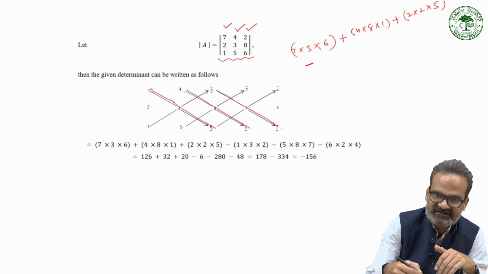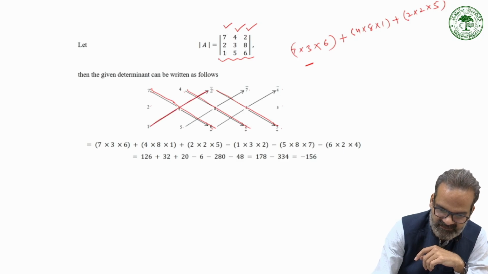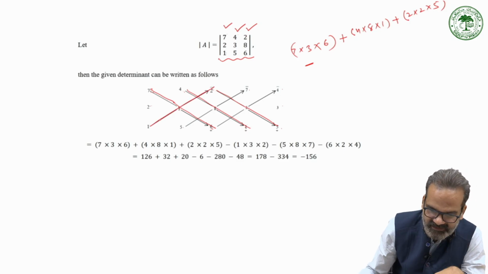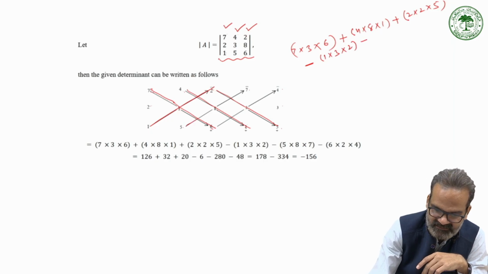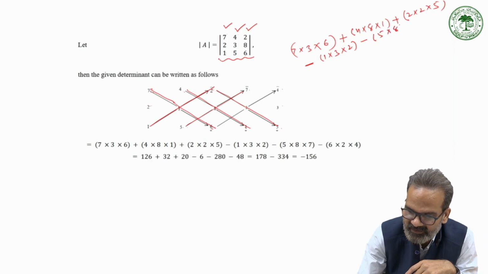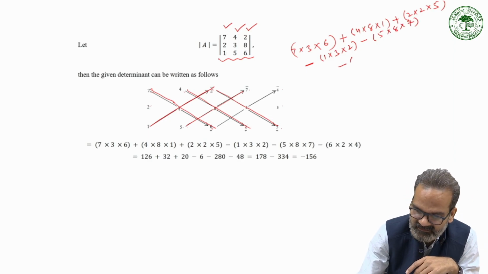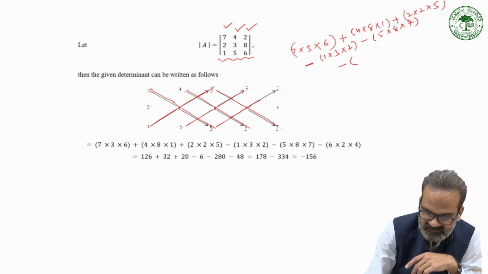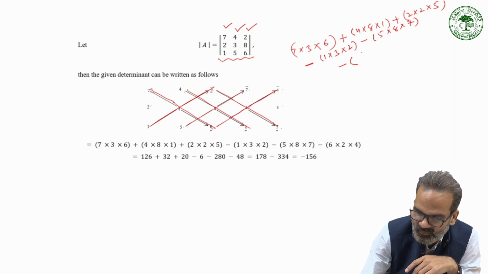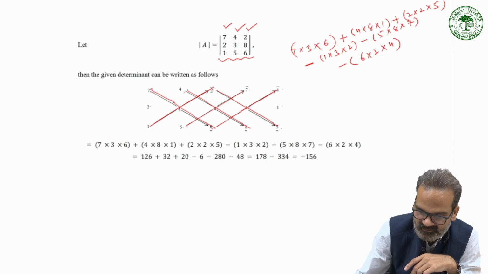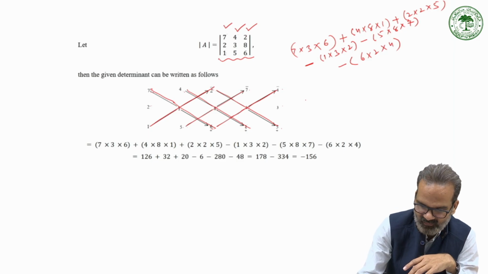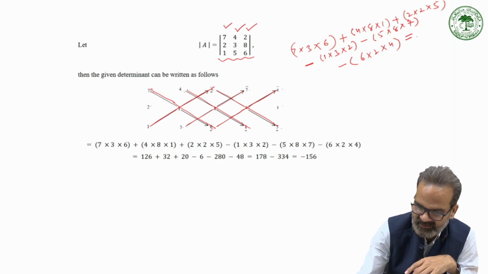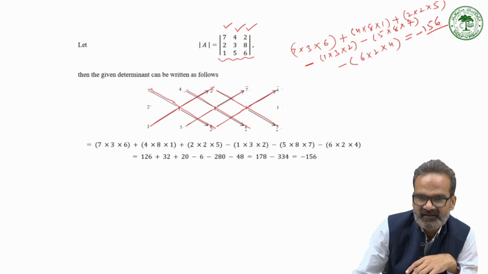Minus, now come to the second way. Start from here. This is the first diagonal. So 1 into 3 into 2, minus. This is the second diagonal. 5 into 8 into 7, minus third is 6 into 2 into 4. Clear? And when you simplify all these things, it is coming out to be minus 156.